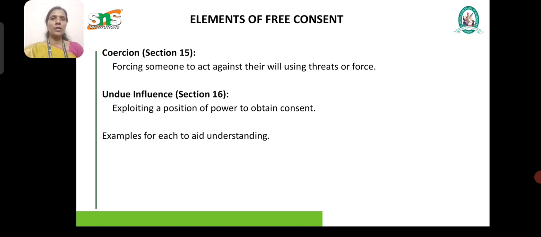Next one is undue influence. The section is 16. Exploiting a position of power to obtain consent. The example of each is given to aid understanding.